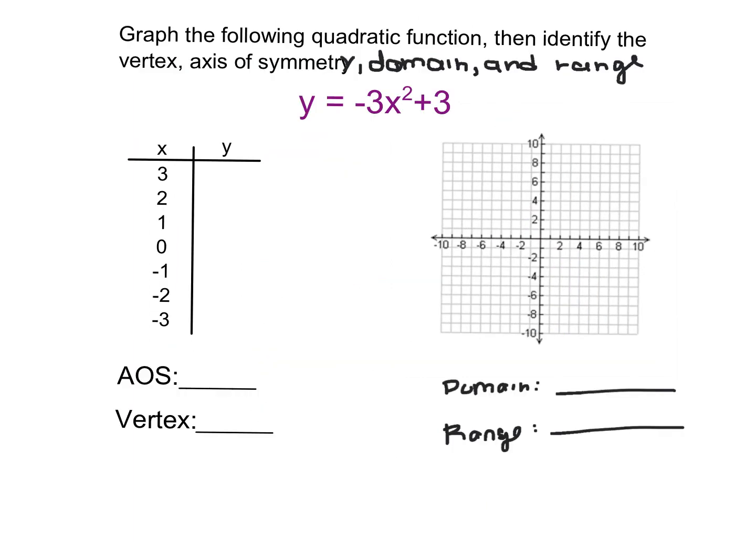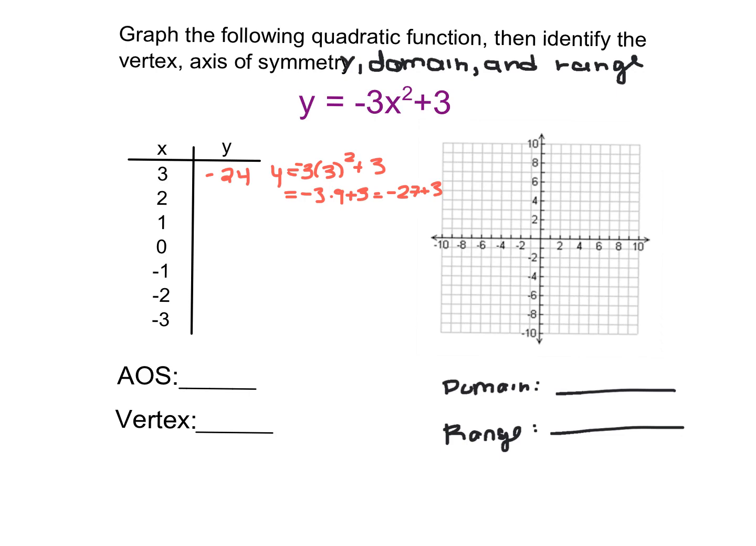So here we can see we have y equals -3x squared plus 3. So let's start by calculating some points. So here we have -3 times 3 squared plus 3. So I start with my exponent, so that's 9. I then multiply, so that's -27 plus 3, so that becomes a -24.